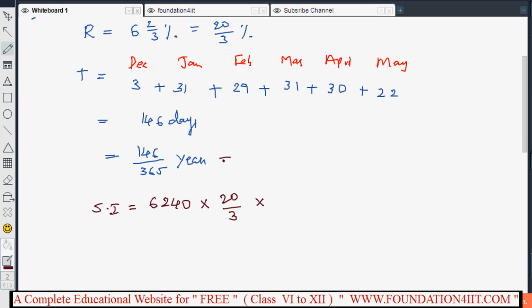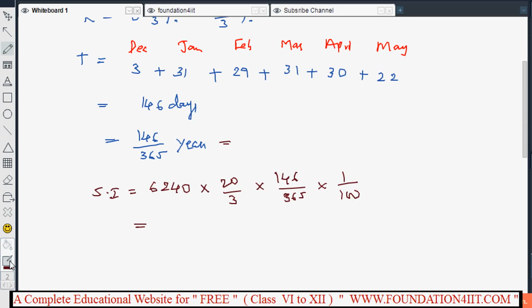Into 146 by 365, okay, this you can cancel also. Principal, rate and time is 146 by 365. You can cancel here also, otherwise directly 146 by 365. PTR you got, by 100. So 1 by 100, this is all. If you simplify, then finally you get the simple interest. So you can cancel this table. 2 5s are 73. You can cancel 2 zeros.